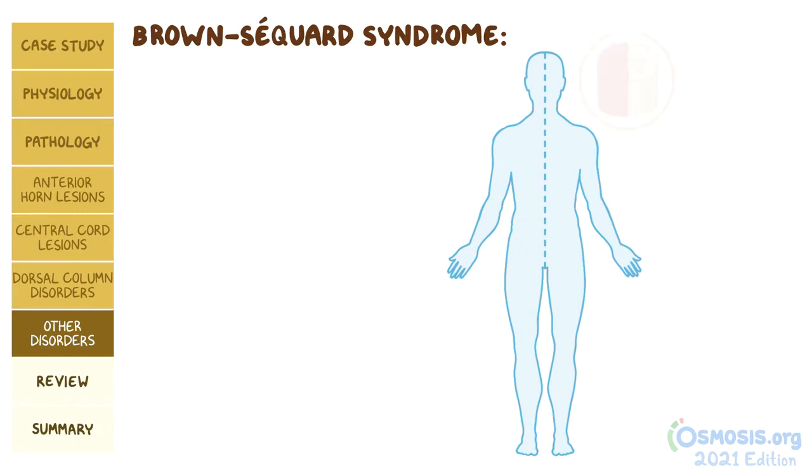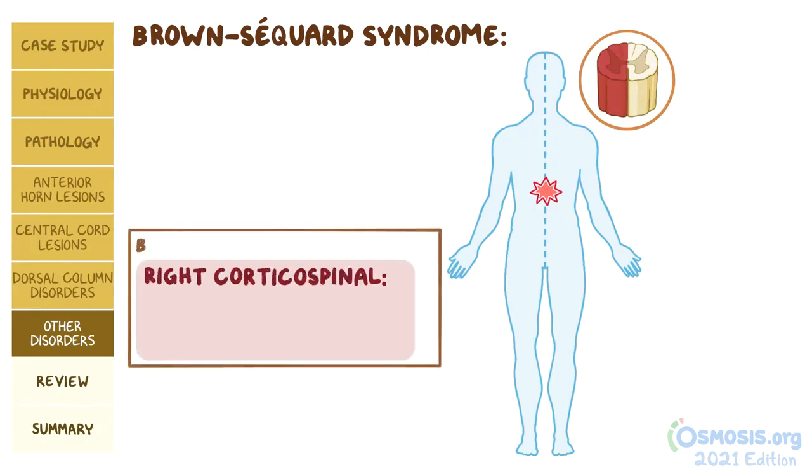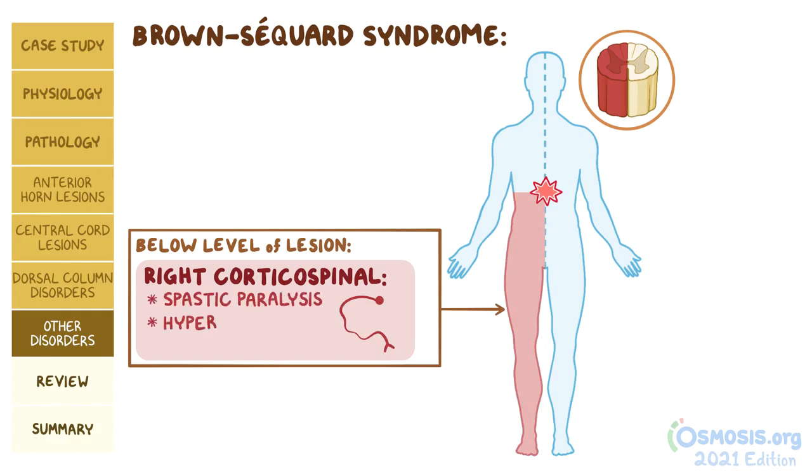So, let's say there's a complete right hemisection of the spinal cord. This means all the principal neural tracts in the right side of the spinal cord are now damaged. Damage to the right-sided corticospinal tract means that below the level of the lesion, the lower motor neurons, like those going to the right leg, are no longer receiving signals from the upper motor neuron. So, there will be signs of an upper motor neuron lesion, like ipsilateral spastic paralysis, hyperactive deep tendon reflexes, and a Babinski reflex.